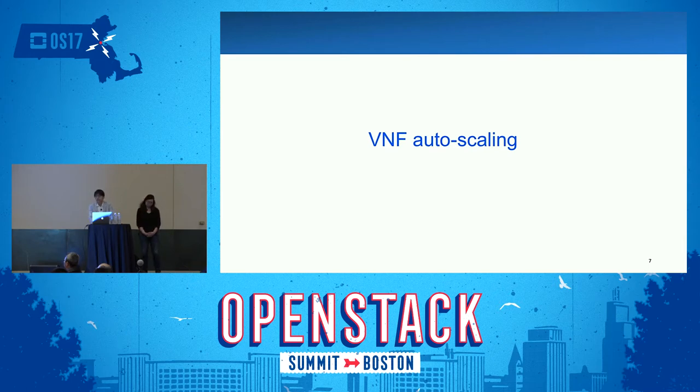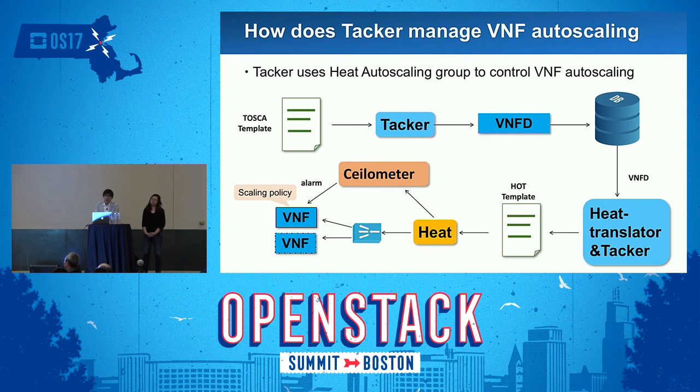Okay, first we'll talk about VNF auto-scaling. VNF auto-scaling has already been supported by Tacker. Tacker uses the heat auto-scaling group to support this function. Tacker uses the Tosca template to create a VNF descriptor. In the descriptor, there are essential properties which can be used to create a VNF, like flavor, image, network, and monitoring policies. All these properties are stored in the database. When creating a VNF, the descriptor will be translated by the heat translator into a HOT template, and then Tacker will use the HOT template to request heat to deploy the VNF.